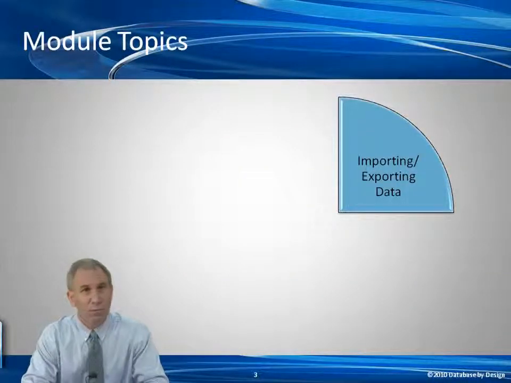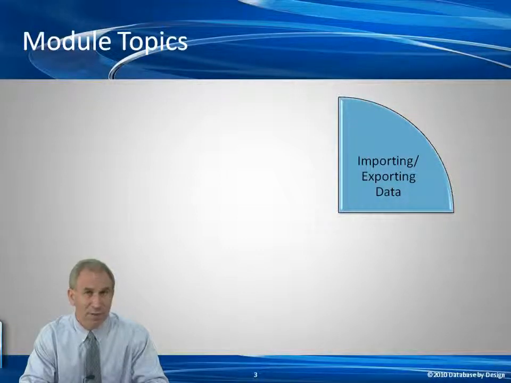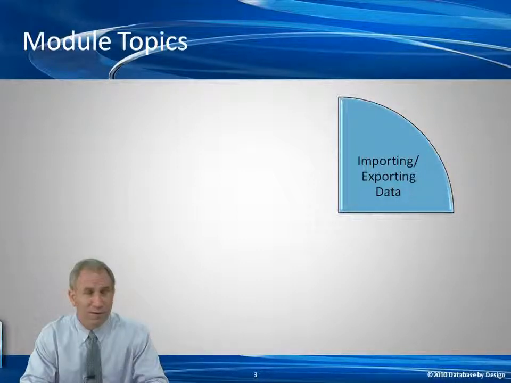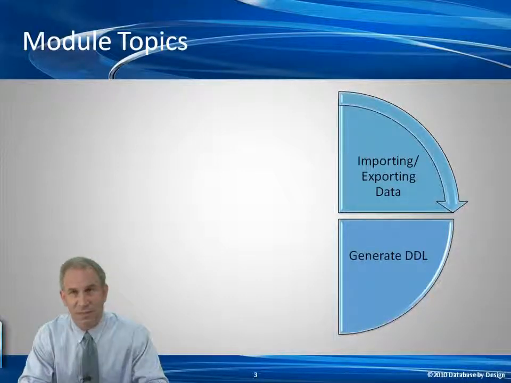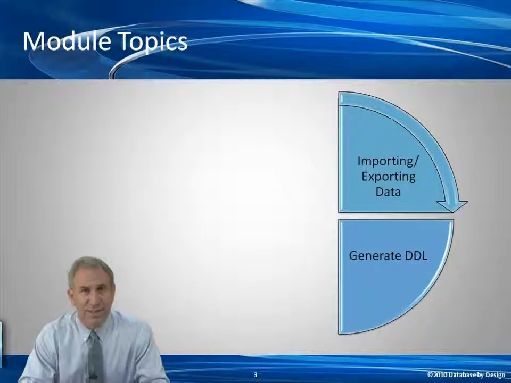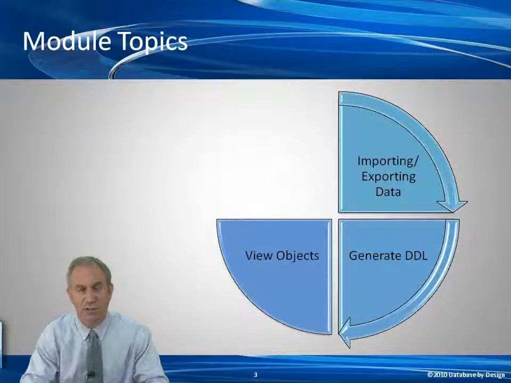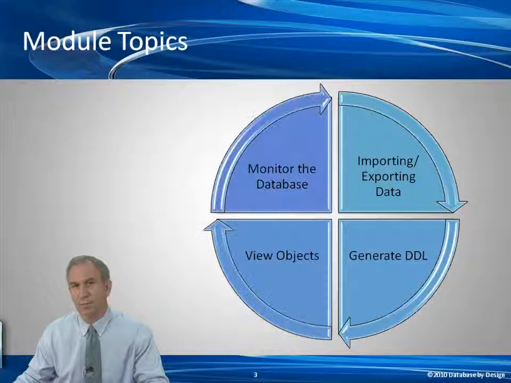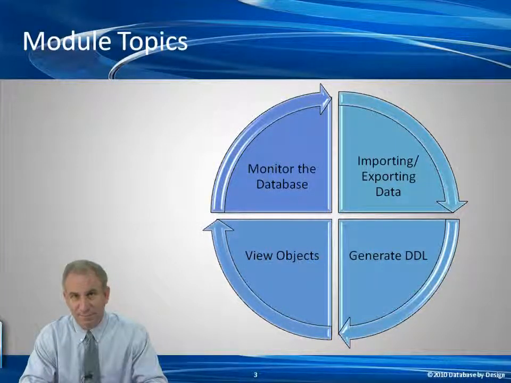In this module, we will learn about the utilities available within Apex. For the bulk of this course, we have talked about the Application Builder component and the SQL Workshop component. Now here we're going to take a look at the Utilities component. The Utilities component, as it pertains to Application Express, allows us to export and import data from another source, allows us to generate DDL or reverse engineer our system, as well as to view the objects that are available within Oracle's Application Express. And finally, we can monitor the overall database activity.